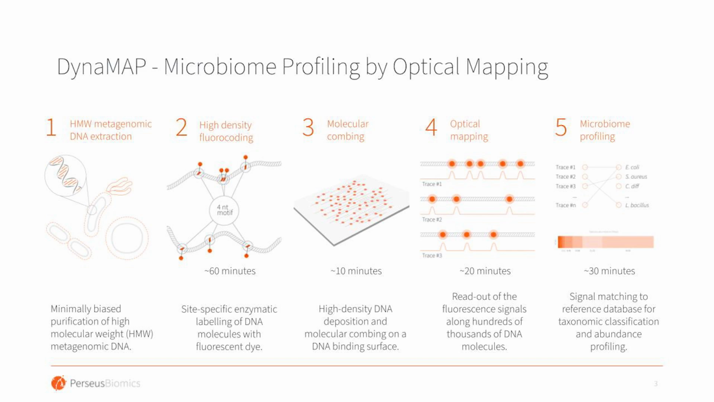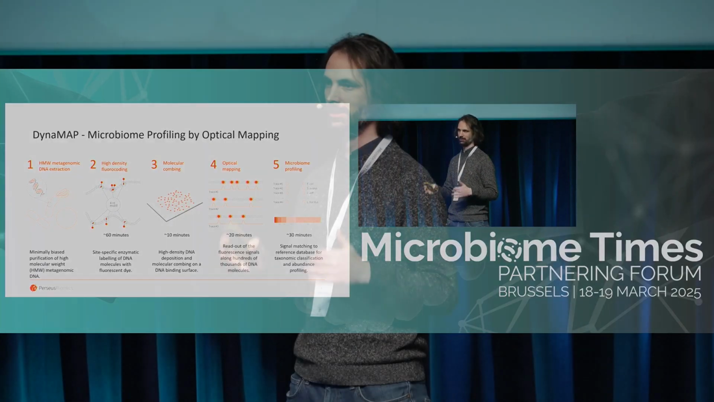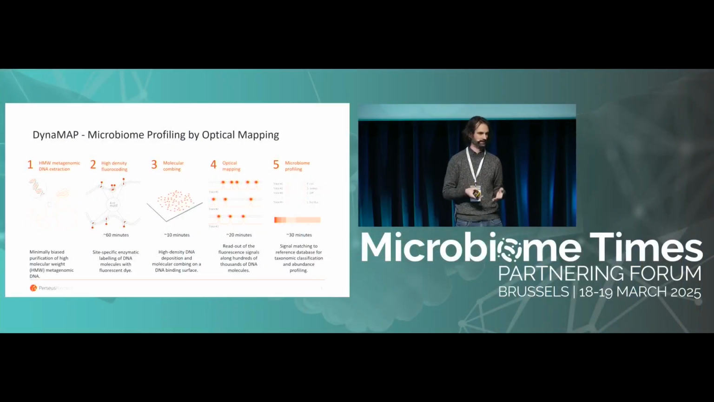In this first step, we do high molecular weight metagenomic DNA extraction. We've optimized this specifically for gut microbiome samples, but we've worked with other types of samples as well. What we do here is extract really long DNA molecules, 40 kilobase pairs up to 50 kilobase pairs long, so extremely long metagenomic DNA. Then you would expect that we now go to a long-read sequencer and analyze the DNA that way, but that is absolutely not what we do.